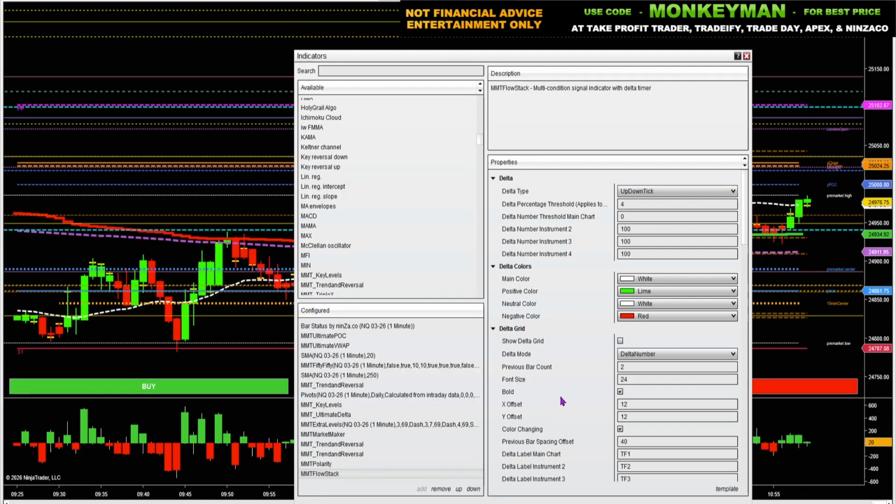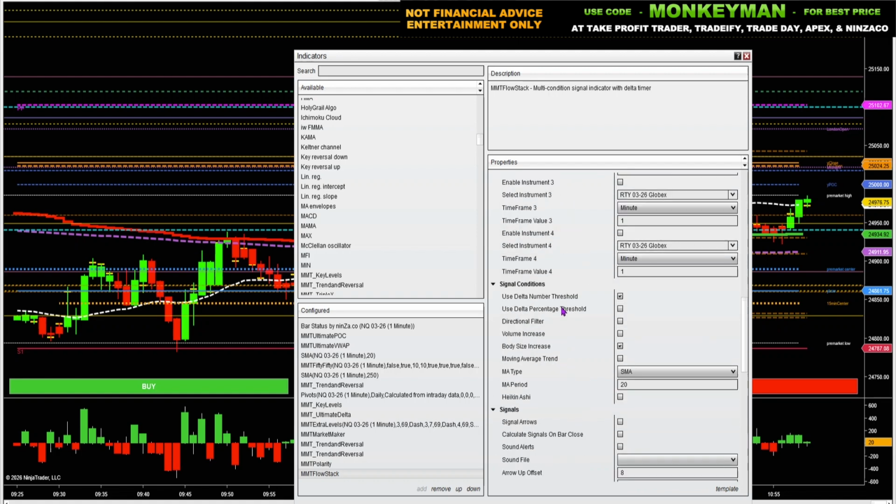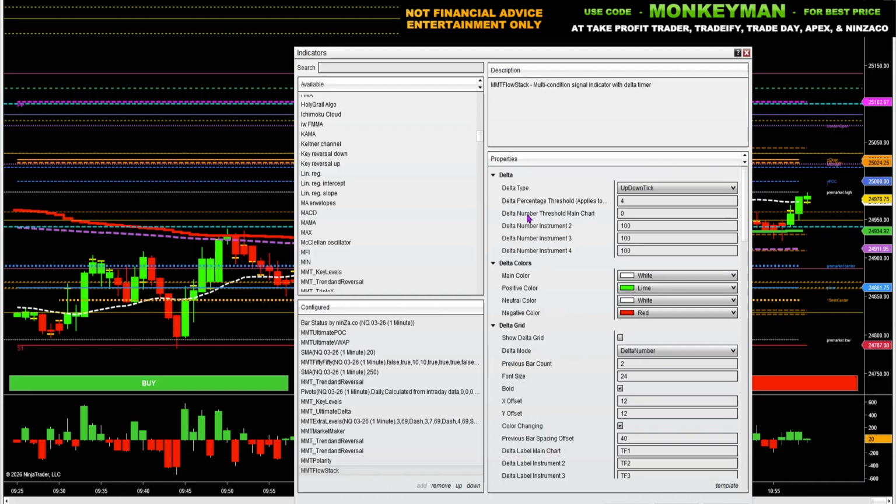So on this instance of the flow stack, I'm not using any of the delta numbers at all. I'm only using the signal conditions, and I'm only using it to paint the candle color, nothing else. And I've got a special combination of signal conditions. I'm using the delta number threshold and the body size increase, nothing else. I've got my delta number threshold for the main chart set to 0.